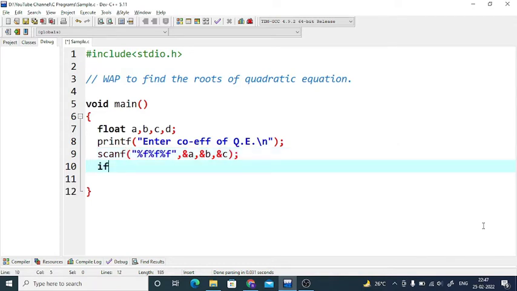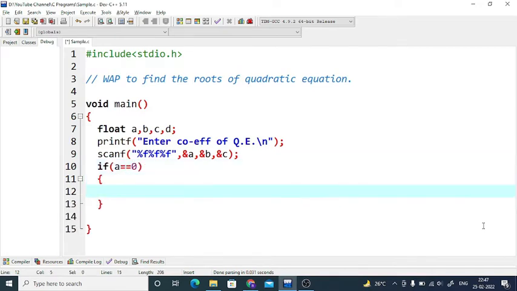Now the first check that I can do is if a is equal to 0. You know that ax square plus bx plus c is a quadratic equation only when the degree of that equation is 2. That means my value of a, which is the coefficient of x square, should not be 0. So if a is 0, I would simply print, not a quadratic equation, and I can straight away return.